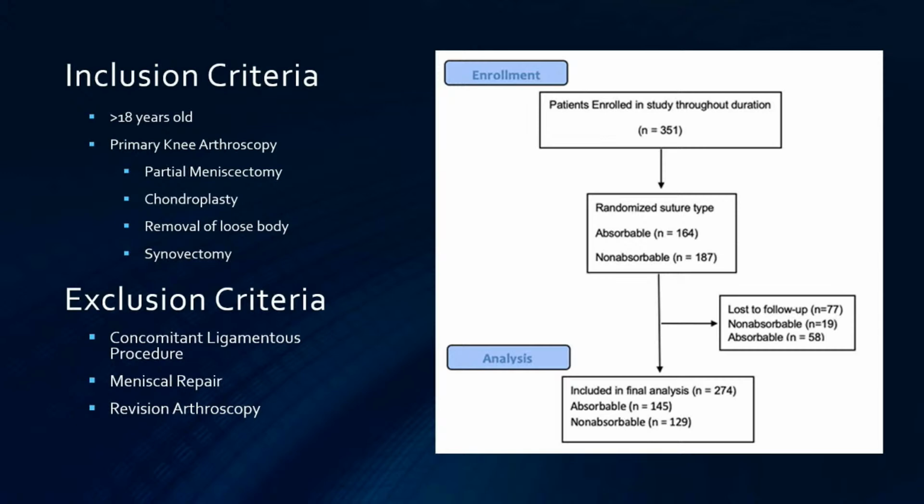Now, if you take a look at our inclusion table here, we started off with about 351 patients. After randomizing the absorbable and non-absorbable groups and losing 77 to follow-up, our final analysis included 274 patients, 145 were inside of the absorbable, and 129 in the non-absorbable.